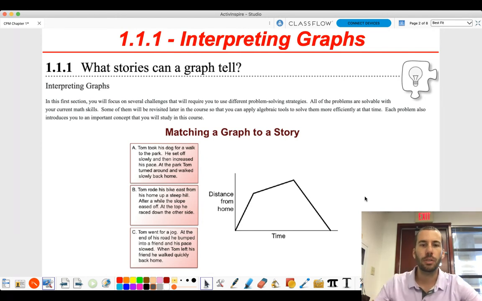Okay. So what we've got right here is a graph where the x-axis is time and the y-axis is someone's distance from home. Okay. And what we're going to try and do is match one of these three stories to this graph. Which of these three stories does this graph kind of represent? Okay. So I'm going to give you a second to go ahead and read through those now and then come up with your answer.